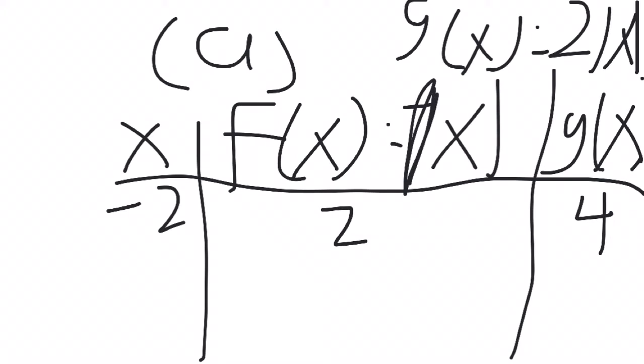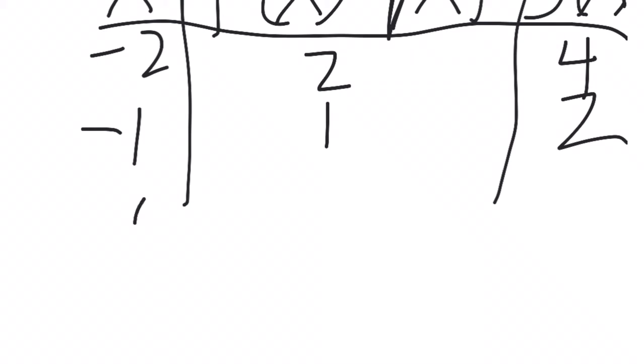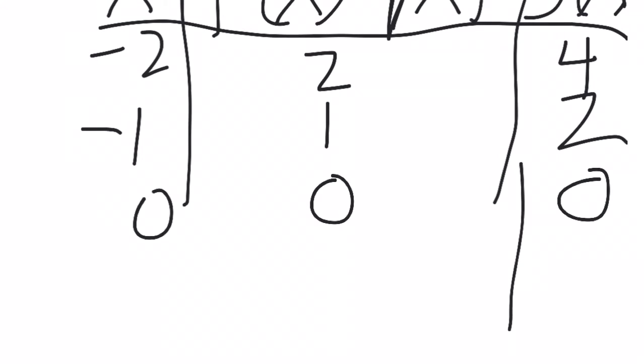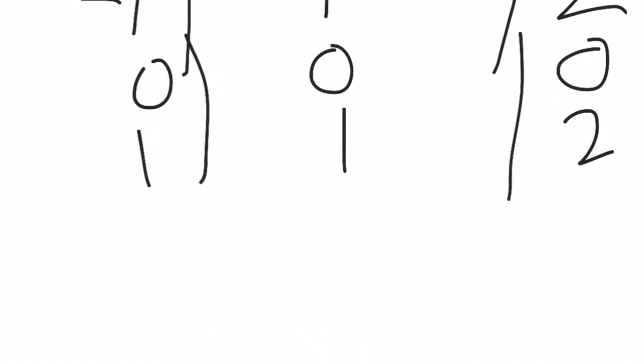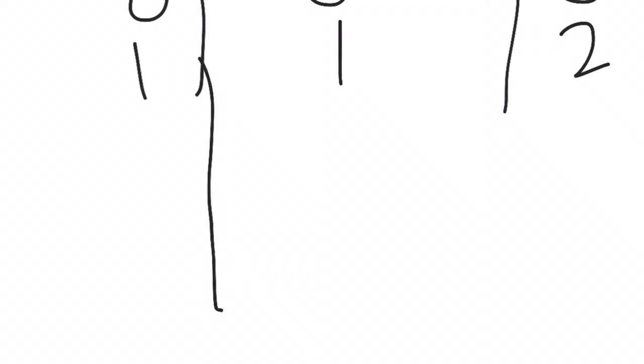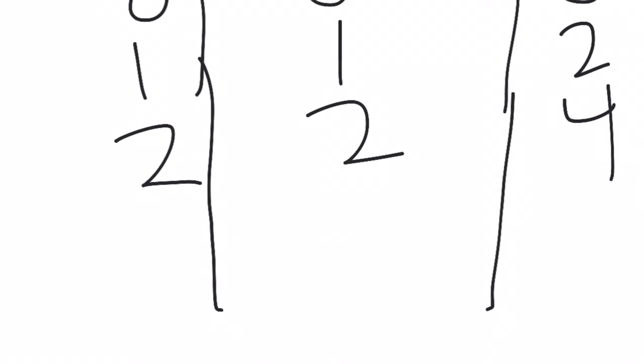Likewise, if you plug in negative 1, plug it into the parent function, you just get positive 1. But if you plug it into g of x, you have to take whatever you get from the absolute value and multiply it by 2, so you'd get 2. If you plug in 0, it's 0 for both of those. Plug in positive 1 into the absolute value, you get 1, and then 2 again. Plug in 2 into the parent function, you get 2, then you get positive 4.